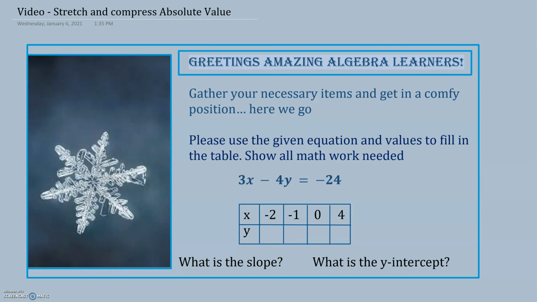But first, what I would love for you to do is get everything that you need, get comfy, and then you're going to use this equation below. I gave you the x values, plug those into the equation, solve for the y, manipulate that standard form into slope-intercept form, and give me the slope and the y-intercept. Pause the video, make sure you have plenty of time to do that. You can check what your slope and the y-intercept is in just a moment, and then we'll move on.